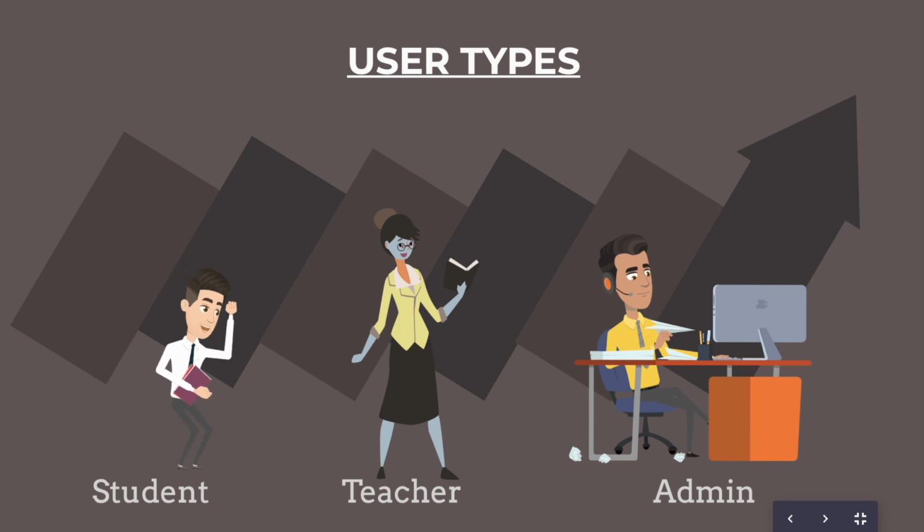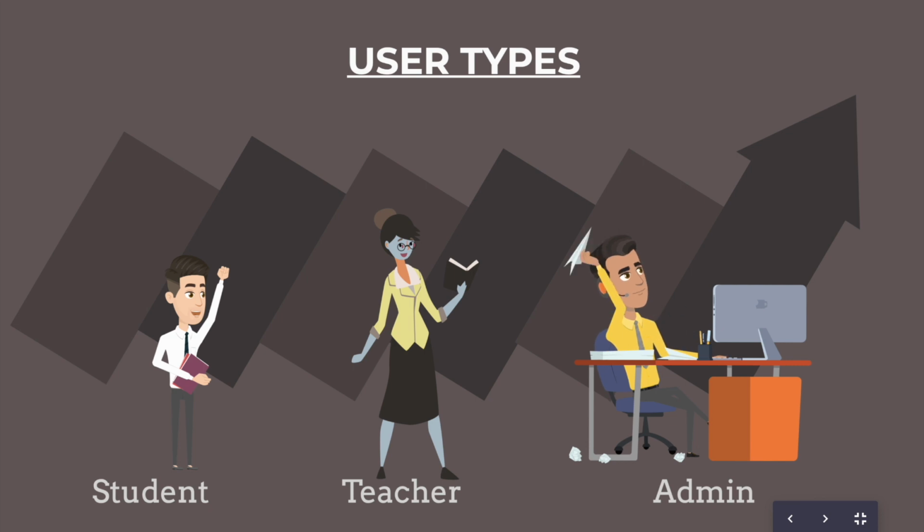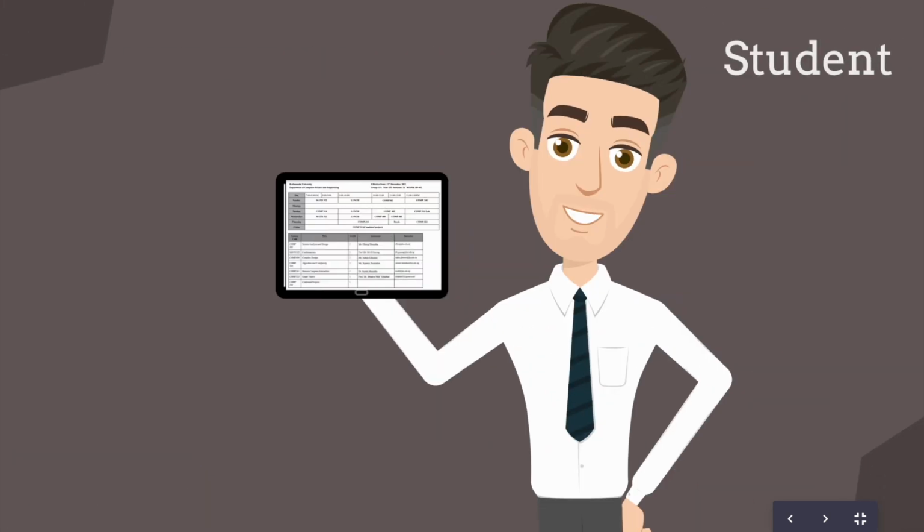Imagine an educational institution. It may have 3 types of users: a student, a teacher, and the management team that manages the routine of classes. Now, let us explore what problems each of them might be facing.